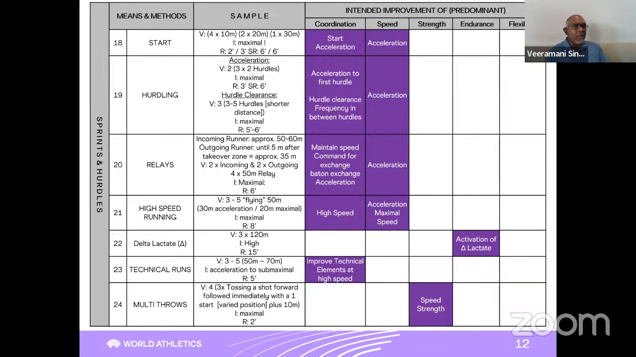Technical runs, again, improving the technical element of high speed. And of course, multiple throws are important for general strength, general speed strength, but also more of a coordination version of the strength development.